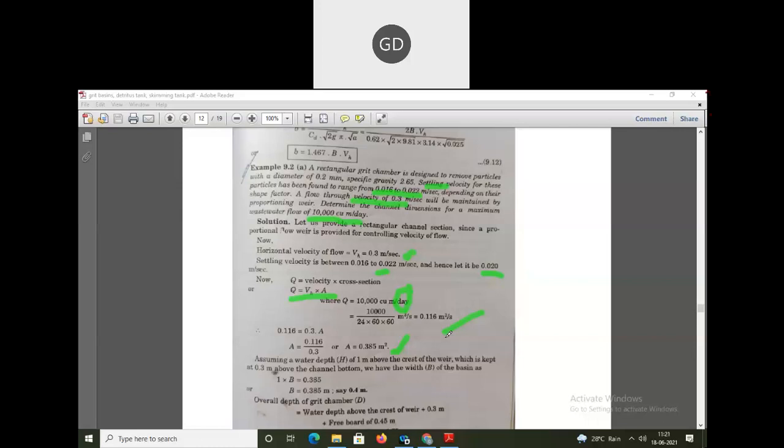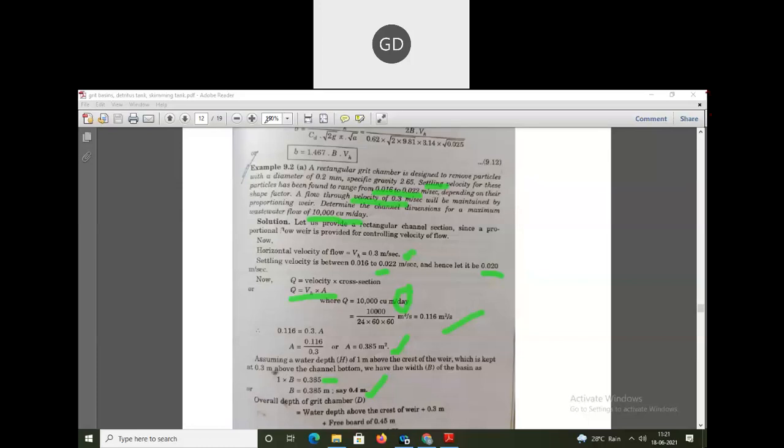So now we can find the width of the basin. L into B is equal to area. Here you see, L into B is equal to area. So you have L, that is your height, we assume it to be 1 meter, so 1 meter multiplied by your breadth. So from this equation, we can find out what is the breadth of the channel, that is 0.4 meter.